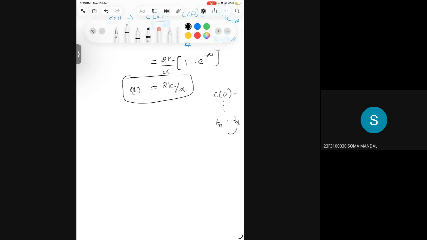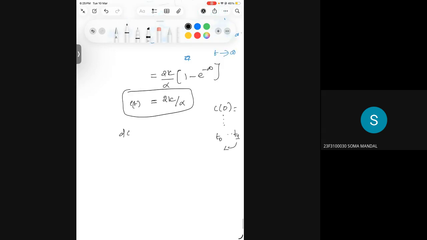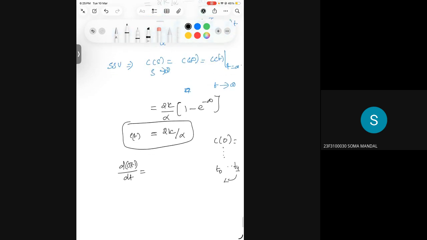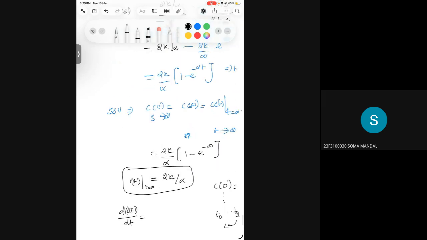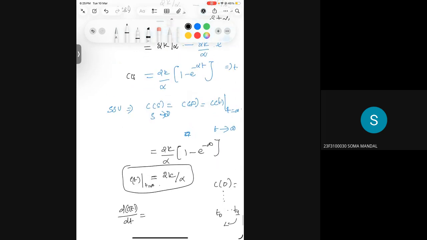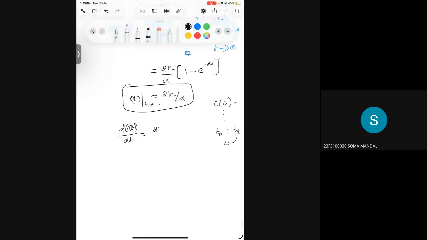If I want to know that, I have to differentiate it to find the trajectory values. That's why I'm going to differentiate C of t, so dC of t divided by dt. What is C of t? This is C of t at t equal to infinity. Your C of t is 2k by alpha, let me write it like this: d by dt of 2k by alpha into 1 minus e power minus alpha t.